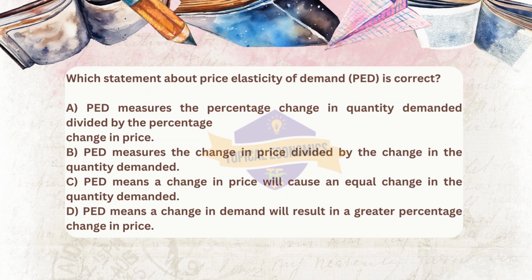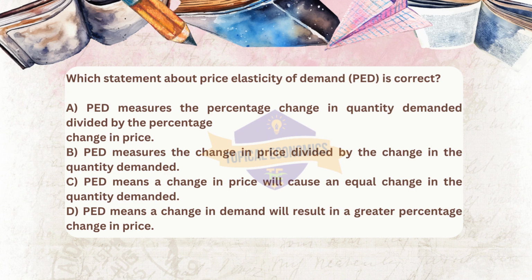Going to the second question. Which statement about price elasticity of demand, PED, is correct? A. PED measures the percentage change in quantity demanded divided by the percentage change in price. B. PED measures the change in price divided by the change in the quantity demanded. C. PED means a change in price will cause an equal change in the quantity demanded. D. PED means a change in demand will result in a greater percentage change in price. This question is from year 2022 May-June version 3 paper. The correct answer for this question is A.